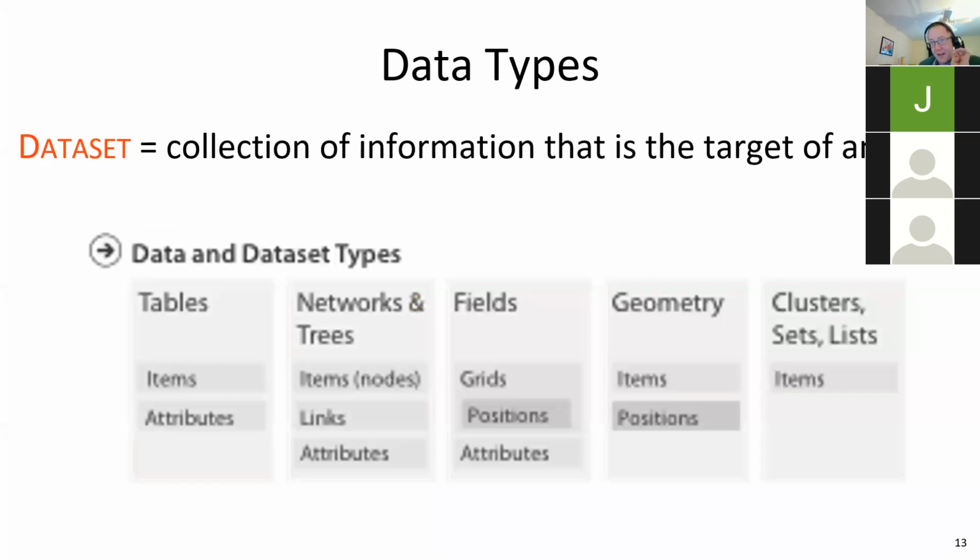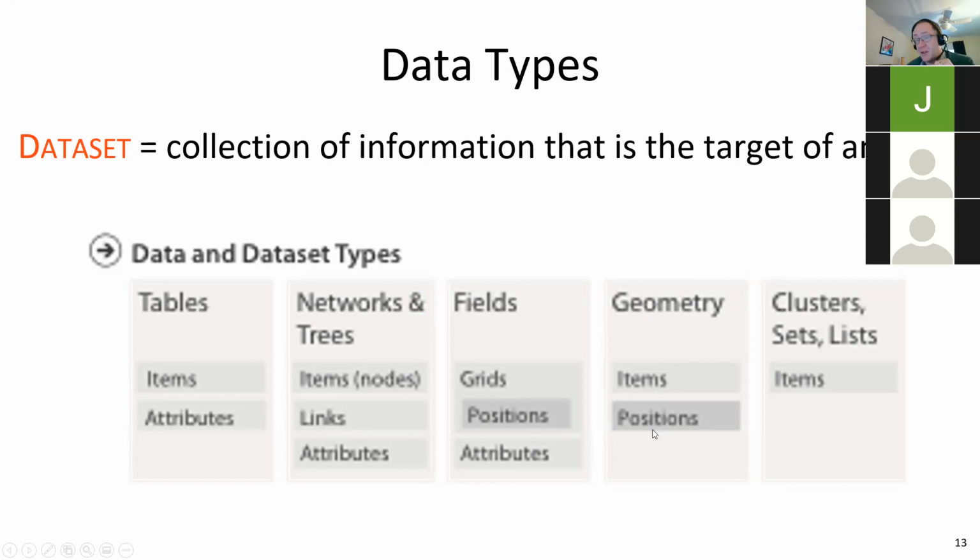Here's where I'm hoping, once we get into this, the big aha moment is. Notice what we have here for each of these. A table, I have items and attributes. A network, I have items, links, and attributes. Fields, I have grids, position, attributes.